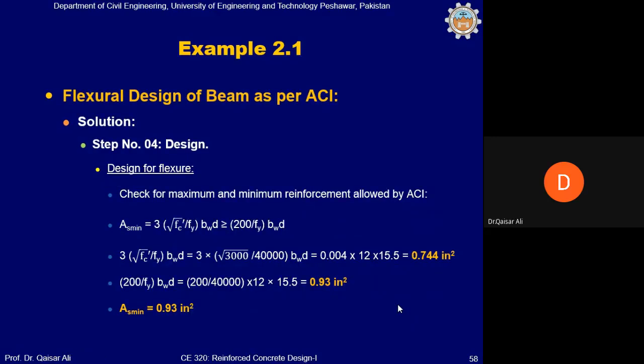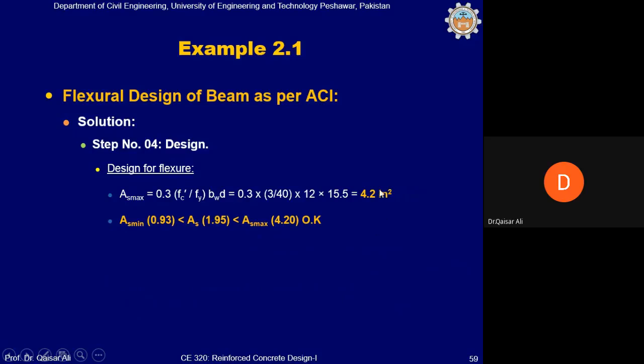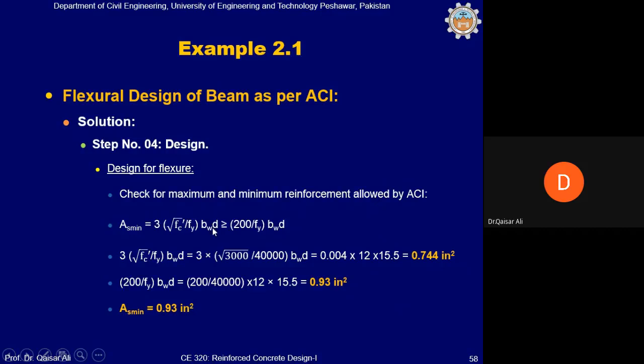Now, As minimum reinforcement is 0.93 square inch, so this is correct. As maximum is 4.2 square inch, this is also correct. As max, once again, you can see that this is 0.3 Fc prime divided by Fy bwd: 0.3 into 3 by 40 into 12 into 15.5 is 4.2 square inch. As minimum is from this equation, as you said that from one equation it comes out to be 0.744, and from the other it comes out to be 0.93.